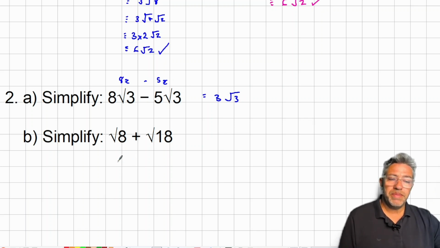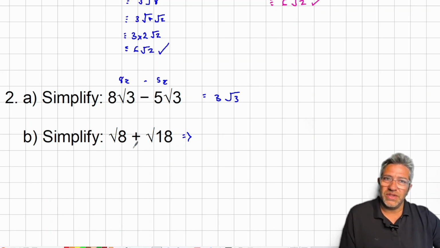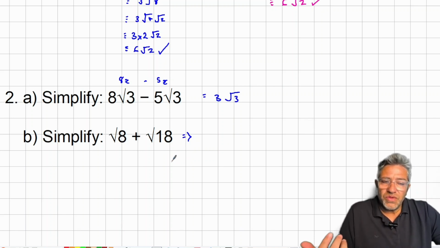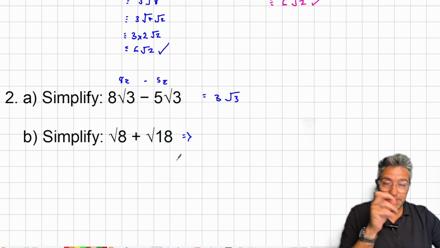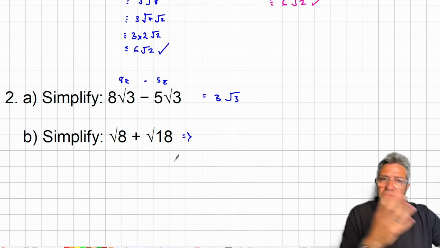Now there's a part B to this question. Simplify root 8, add root 18. Now when we add or subtract surds, we must try and think of them in the same way that we think of fractions. You can only add and subtract fractions that have a common denominator. Well, you can only add and subtract surds where the surd is common, and this isn't. 8 is not common to 18. So the way we add surds is by rewriting them with a common surd. So let's have a go.